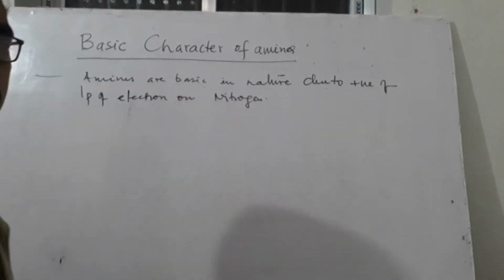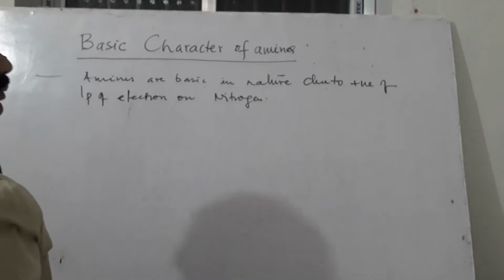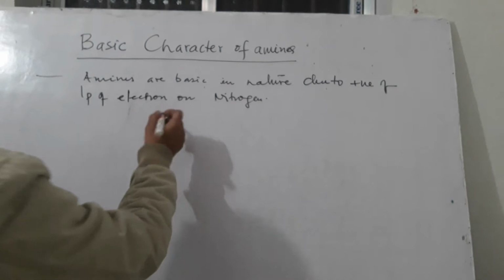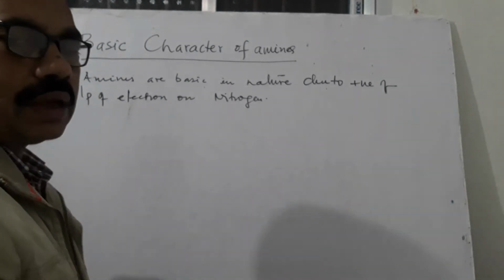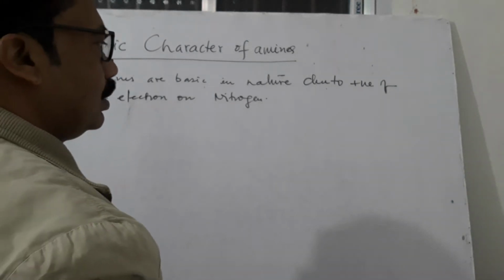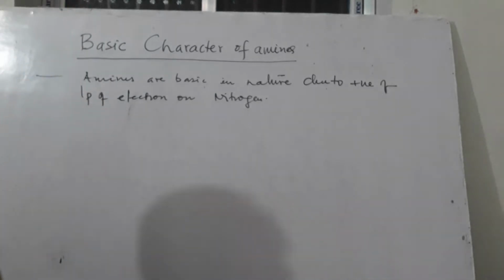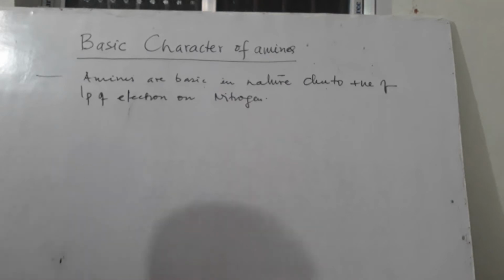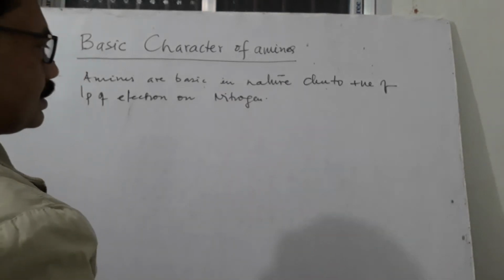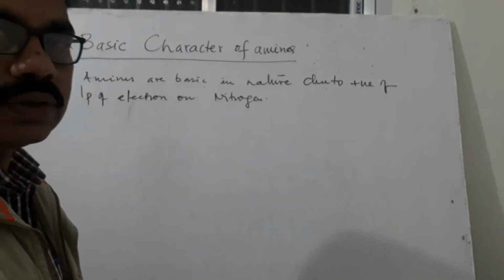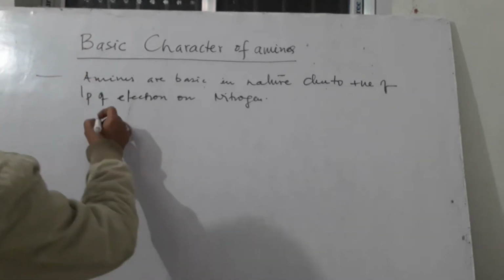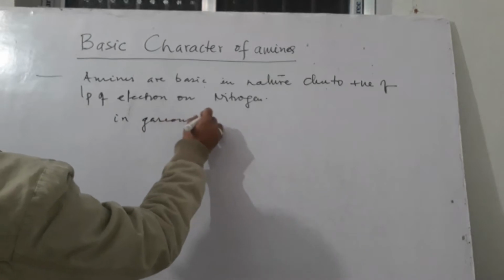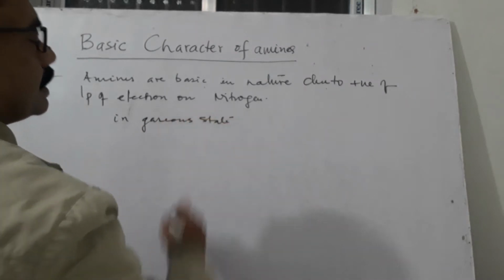So they are stronger bases than ammonia due to the plus I effect of alkyl groups. So as the number of alkyl groups increases, basicity increases. But this is only valid in the gaseous state.